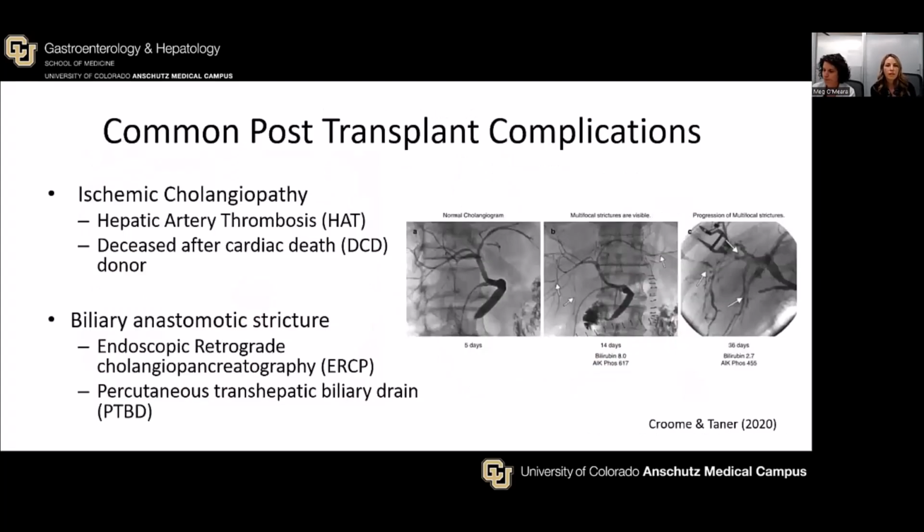So now that you have a better understanding of the biliary tree in a liver transplant recipient, this is a good time to talk about some common post-liver transplant complications. One of the complications we can see is called ischemic cholangiopathy. And this can derive from either hepatic artery thrombosis, and the hepatic artery is what gives us the good nutritious blood flow to the liver, or for patients that receive a deceased after cardiac death liver transplant, or what we call a DCD, if you ever see that in our notes.